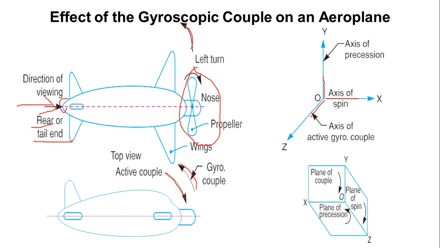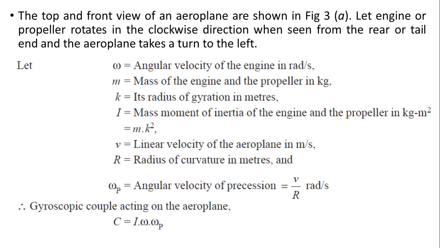Okay, and taking a left turn here. So this is considered here, and these are the initial things. We have to consider omega, that is the angular velocity of the engine in radians per second. Then m is the mass of the engine and the propeller in kg. k is the radius of gyration in meters, and I can be calculated by using m k square. v is the linear velocity of the aeroplane in meter per second, and r is the radius of curvature in meters. So omega p will be the angular velocity of precession, that is v by r, in radians per second.